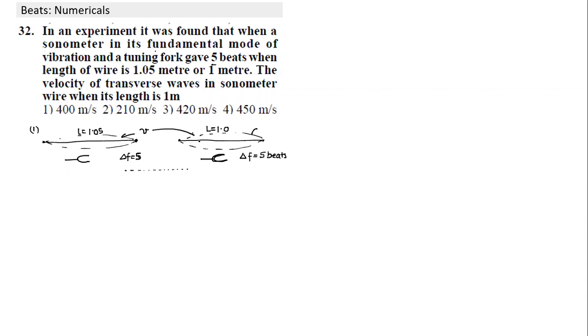So these two frequencies will be different. Let me call this F1 frequency and this F2 frequency, and this is my tuning fork frequency. These two also give 5 beats. This also gives 5 beats. How is that possible? F1 cannot be equal to F2.